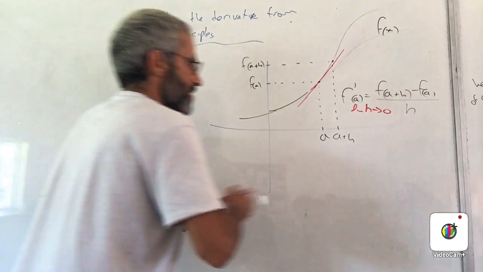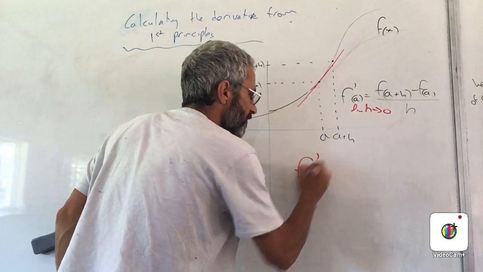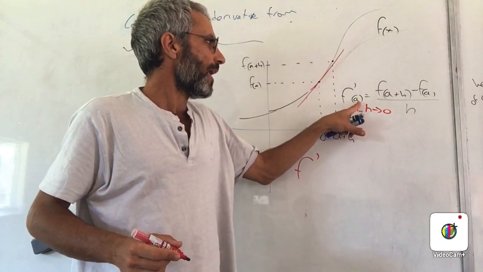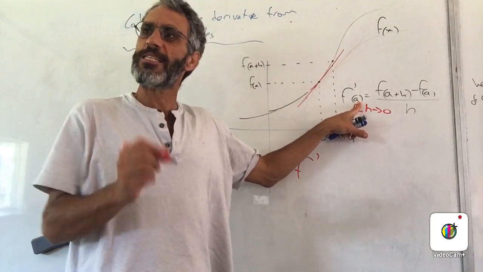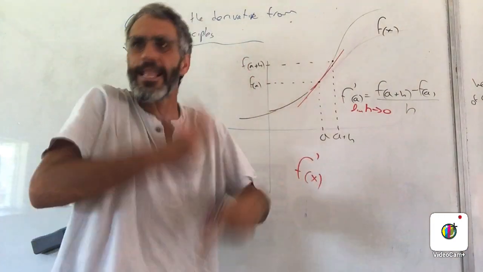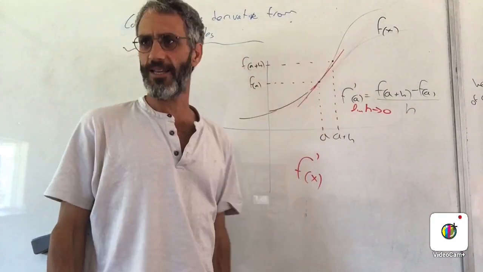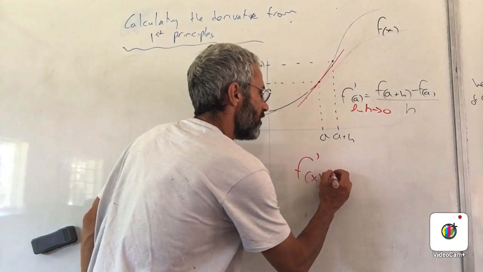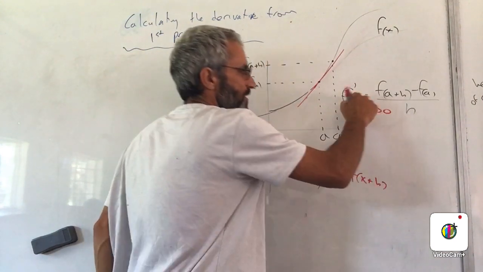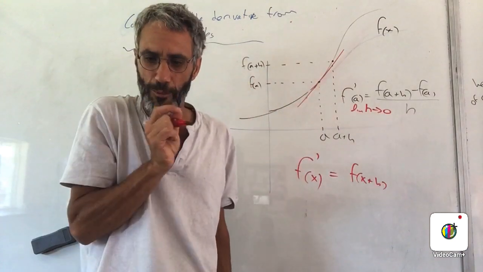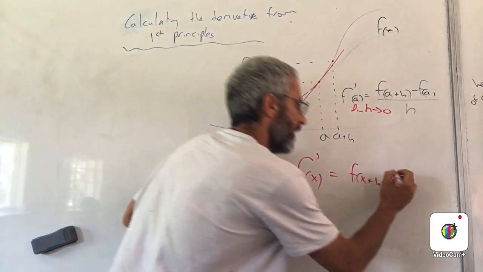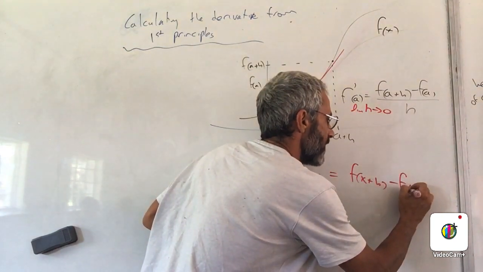I'll write it in green. Okay. Instead of finding the derivative or the gradient at a specific point A, I'm going to find the gradient at any point. So x can be anything. Okay? So the derivative is going to be f of x plus h. All I'm doing is instead of writing A, which is a specific point, I'm going to put an x, which could be anything. Okay? But the formula is really the same.